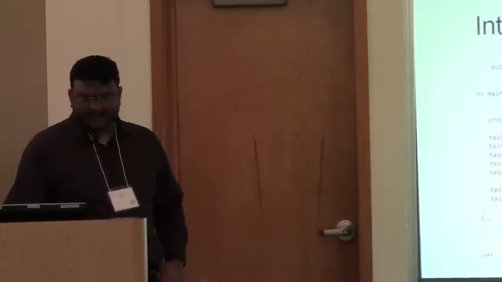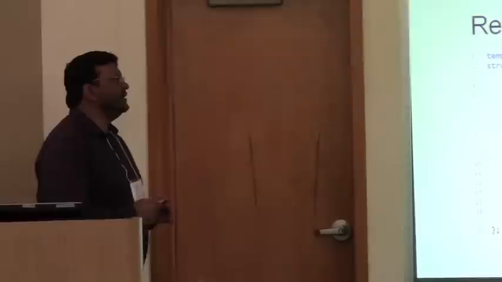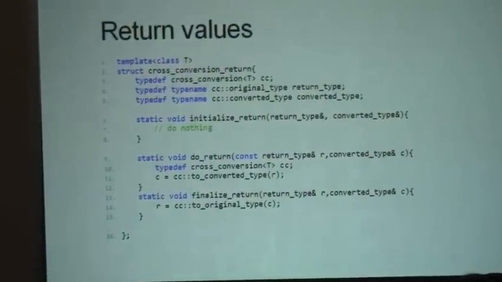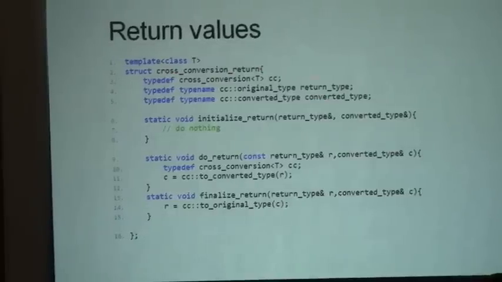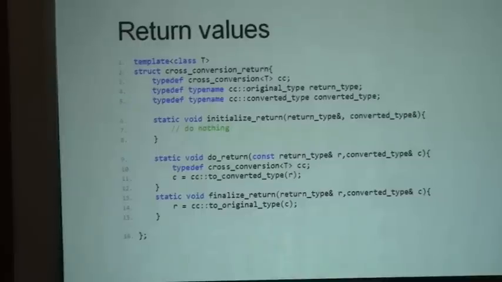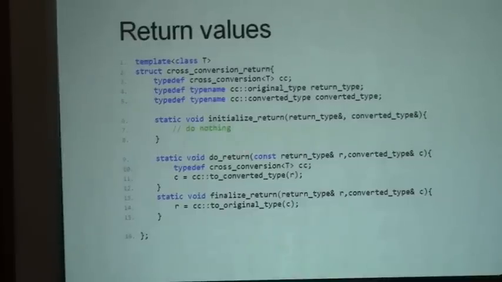And then I wanted to ask about return values. For return values, we have the problem with allocation. So we have a specific template, cross conversion return. We store typedef return type, converted type, and this is the default. It's got initialize return, do return, finalize return. Initialize return and finalize return happen on the caller side of the ABI boundary. Do return happens on the implementation side of the ABI boundary.